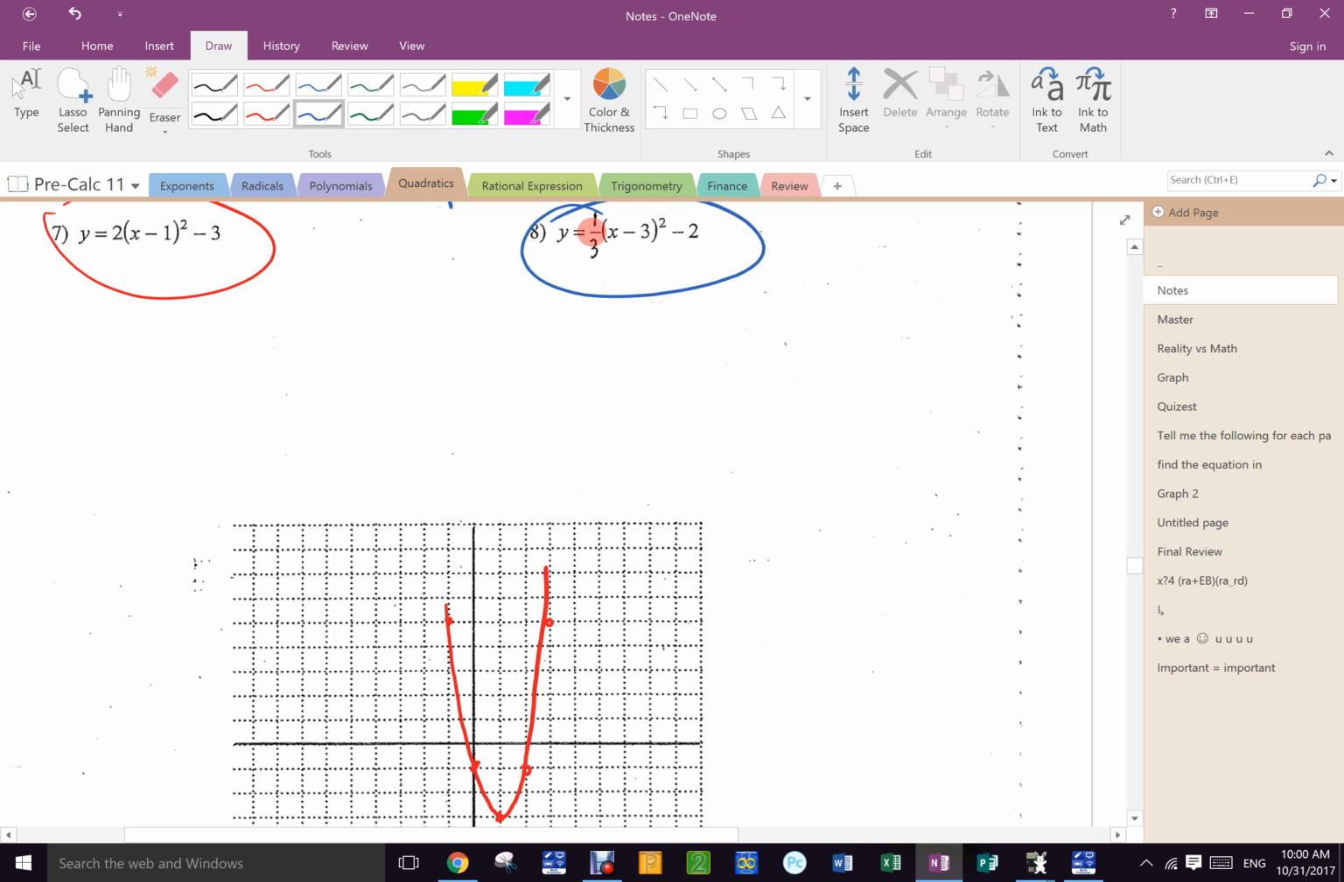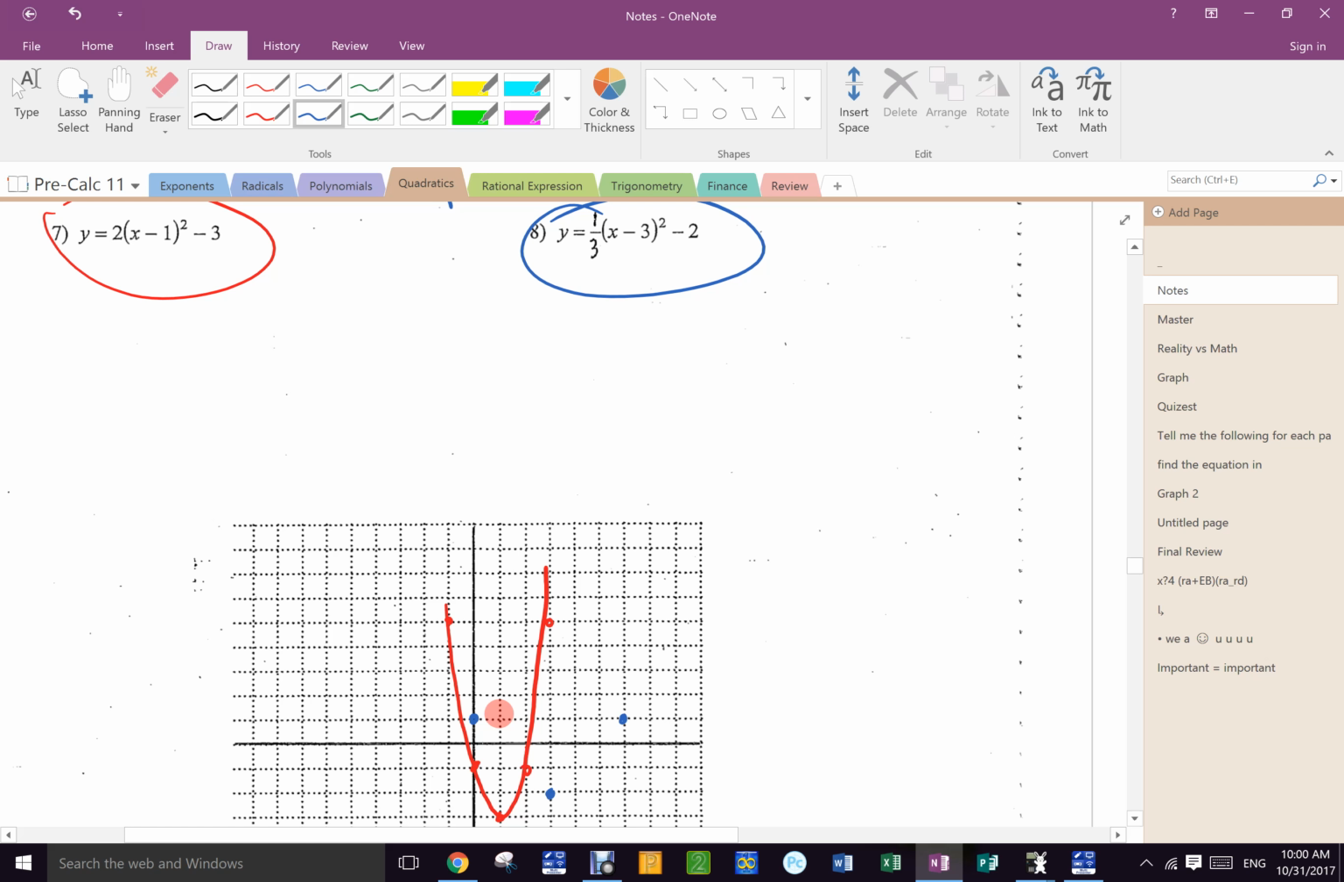This one's very tricky. It's 1/3, right? So how far over should I go? 1, 2, or 3 to do my next point? 3. And when I go over 3, how far should I go up? 3, not 9. 1/3 of 9. 1, 2, 3.